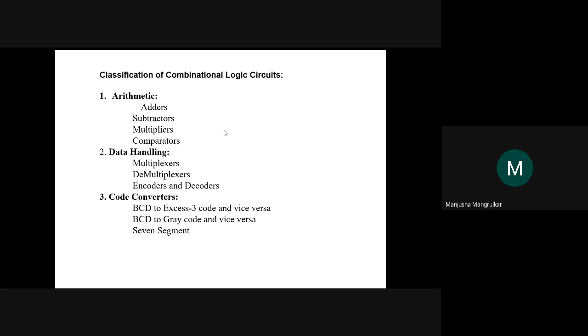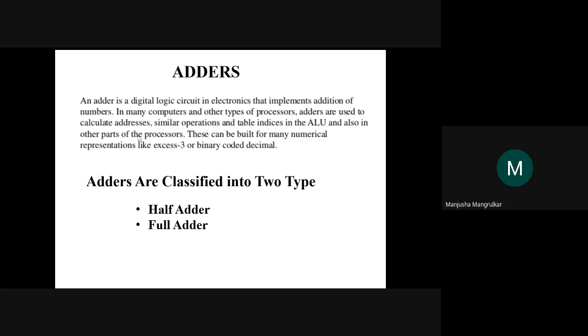Now, in this lecture, we are going to see the adder and subtractor of combinational circuits, right? Now, what is an adder? An adder is a digital logic circuit in electronics that implements addition of numbers. In many computers and other types of processors, adders are used to calculate addresses also, right? When we start the microprocessor, we'll come to know how we increase the address. So whenever there is addition or incrementing, an adder is used in digital systems.